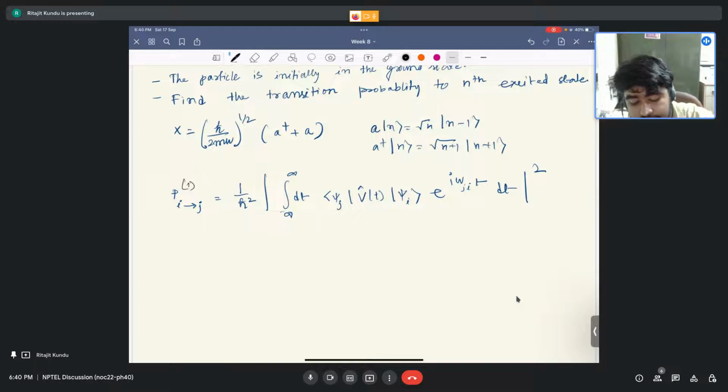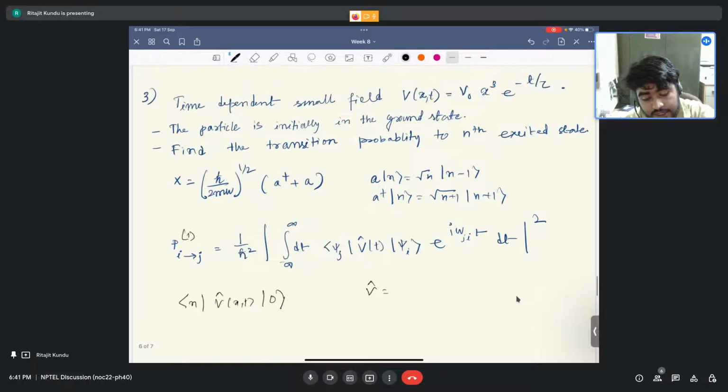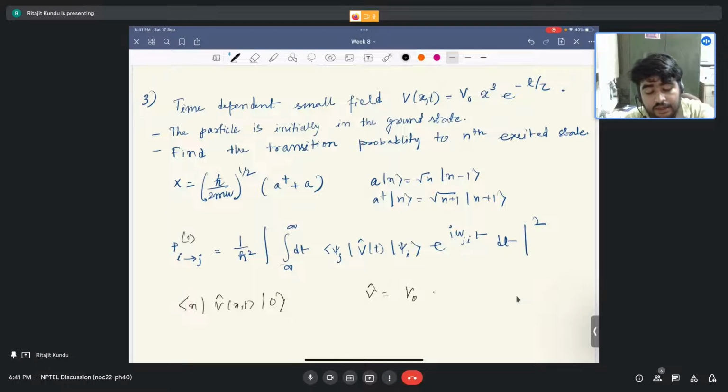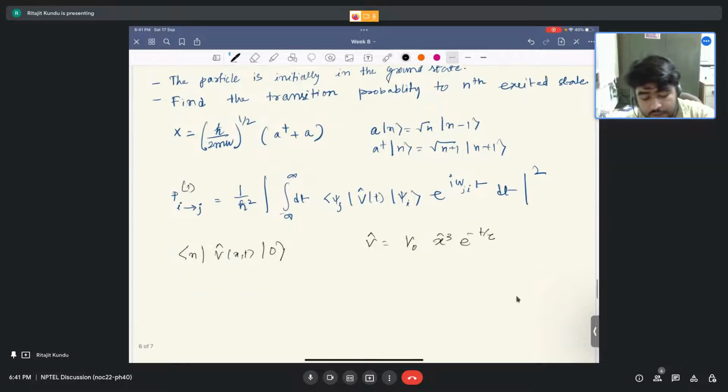So let us first look into this part. You want to calculate n, V, where V is a function of x and t, and 0. This is the quantity you want to look at. So V has three parts: some constant, an x cube operator, and e to the minus t by tau. So let us first look into the quantity n, x cube, 0.